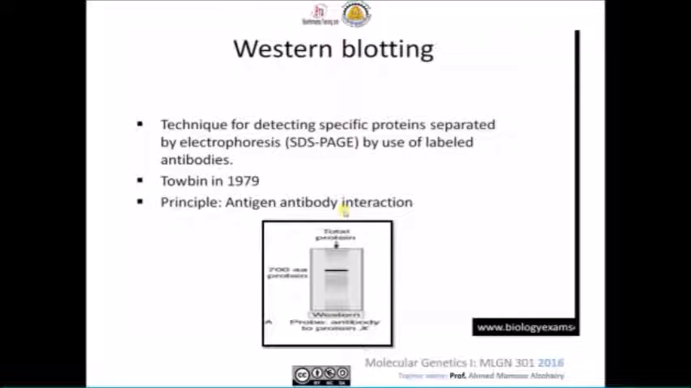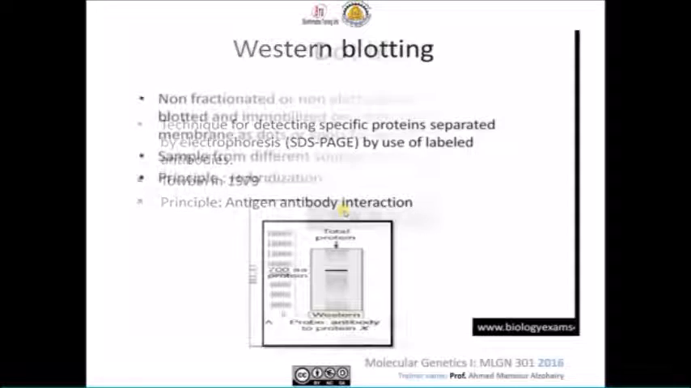The Western works by detecting specific proteins separated by electrophoresis, by use of labeled antibodies. This technique was developed by Towbin in 1979. The principle is antigen-antibody interaction. We extract the total protein content from a cell and separate it on protein gel electrophoresis, SDS-PAGE, and then after making this SDS-PAGE, we can add the probe to detect if this protein exists or not.